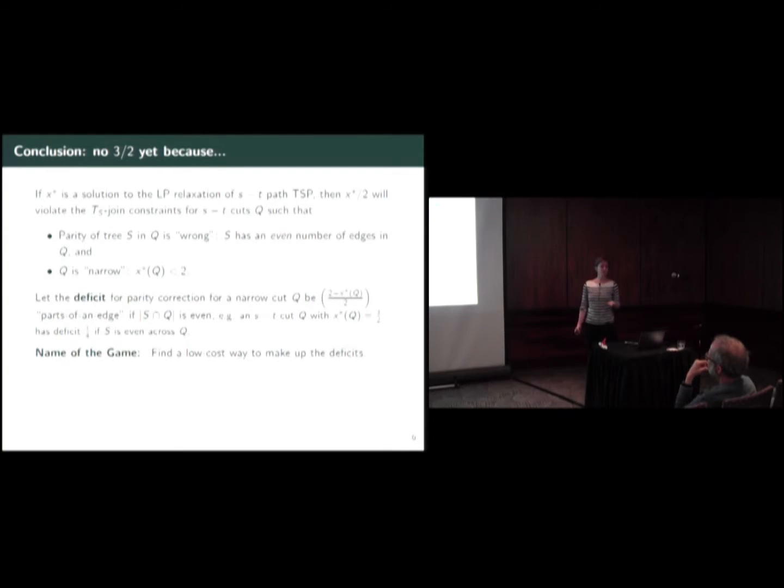Okay, so of course, what we just need to do is find a low-cost way to make up the deficit. So we'd like to actually make it up for free so that we get a 1.5 approximation, but as low cost as we can. And a helpful fact here is the observation by Oveis Gharan, Saberi and Singh that the narrow cuts form what they call a chain.